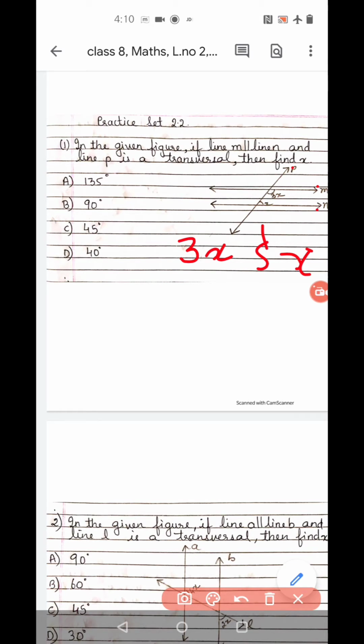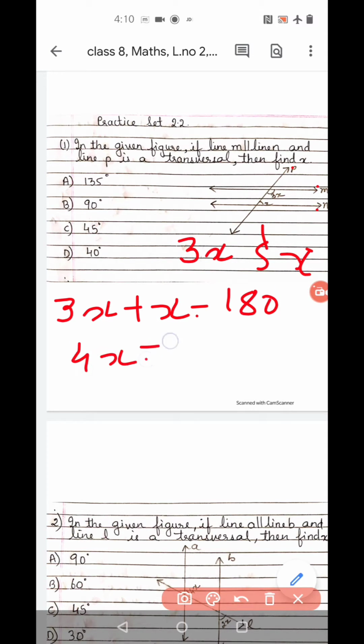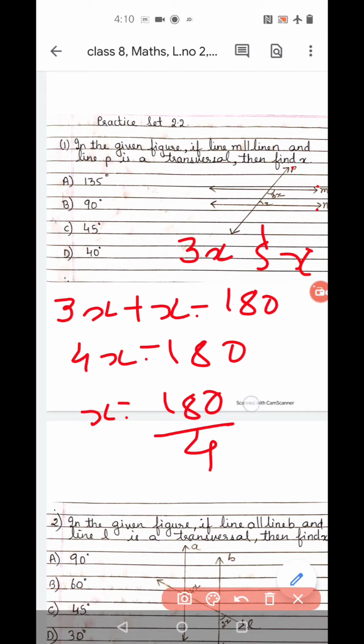What is x? These two angles are interior angles, and interior angles add up to 180 degrees. So 3x plus x is equal to 180 degrees, that is 4x is equal to 180 degrees, that is x is equal to 180 degrees upon 4, which is equal to 45 degrees. So our answer is 45 degrees. Four ones are 4, four fours are 16, 2 remains, 20, four fives are 20. So 45 degrees is the answer for the first question. These are multiple choice questions, and these types of questions are going to come in the exam, especially in the objective type fill in the blanks, 1 mark questions.